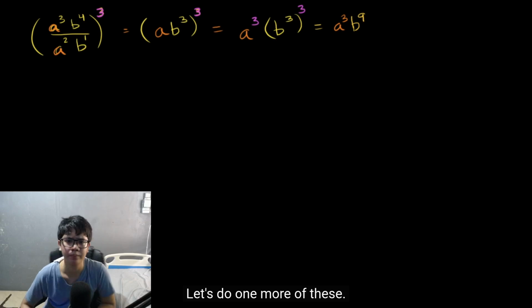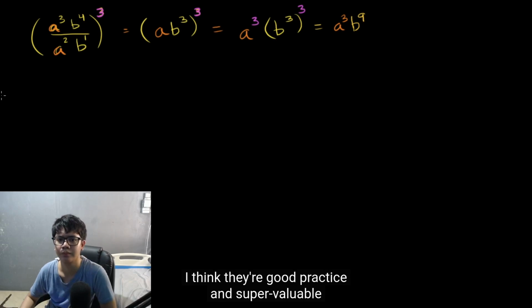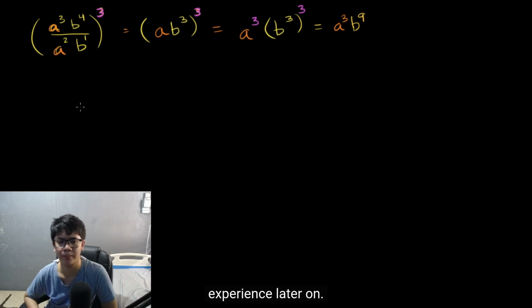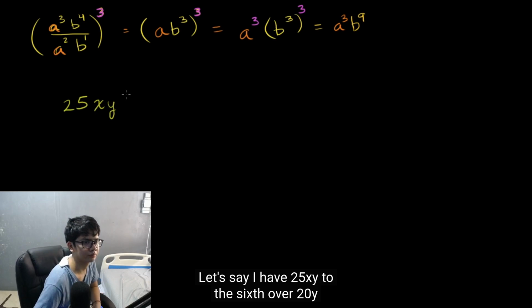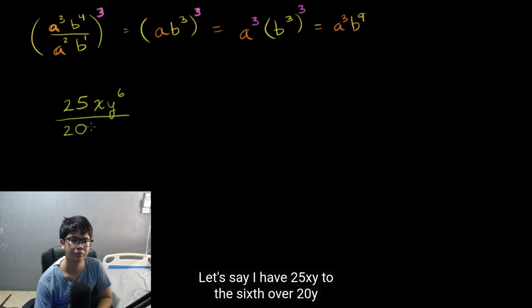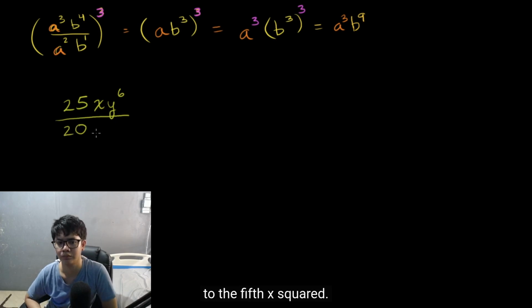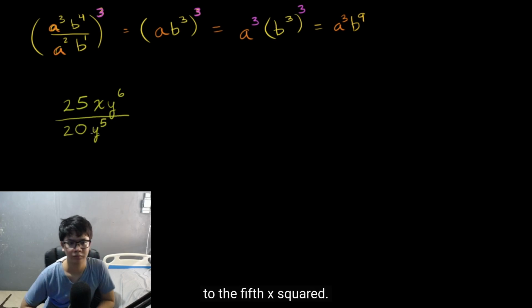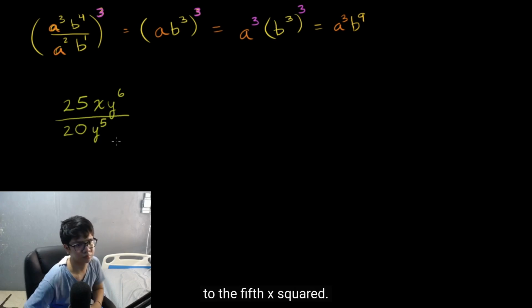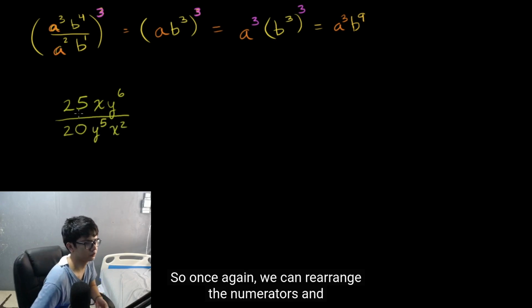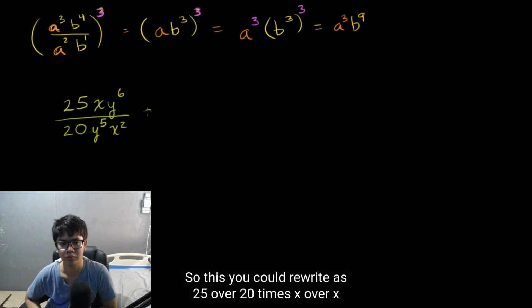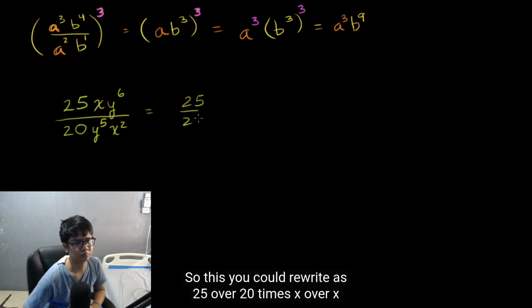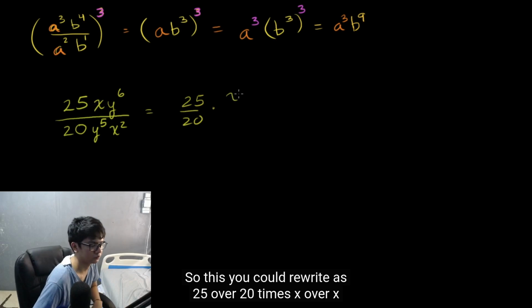Let's do one more of these, because I think they're good practice and super valuable experience, I think, later on. Let's say I have 25 x y to the 6th over 20 y to the 5th x squared. So once again, we can rearrange the numerators and the denominators. So this you could rewrite as 25 over 20 times x over x squared.